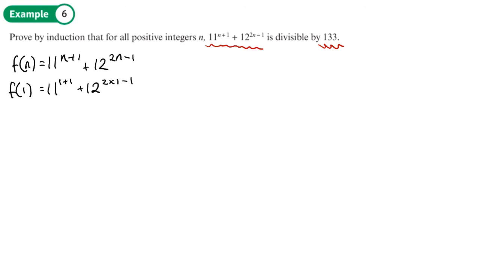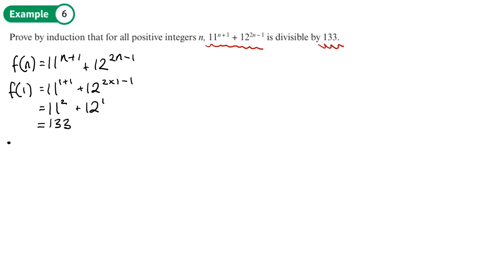Now I know we could do these in our head, but it's always best to write it out fully, because you'd be surprised, you can make some really basic silly errors in an assessment if you're not careful. So that will be 11 squared plus 12 to the power 2 times 1 is 2 minus 1. See, look, I had to think about that. Now if we work that out, 11 squared is 121, plus 12, that's 133.